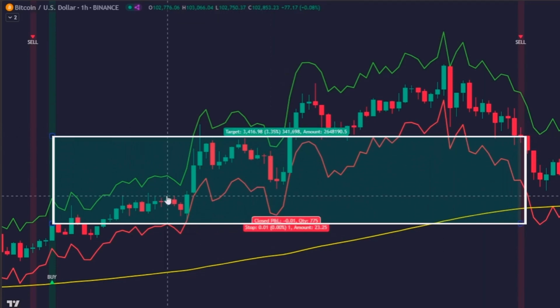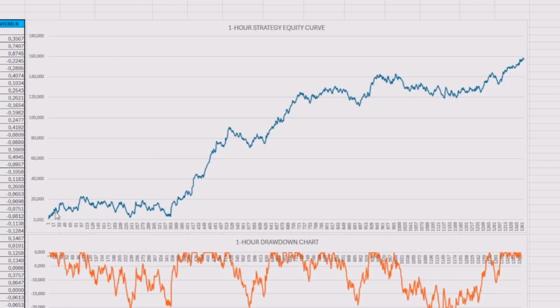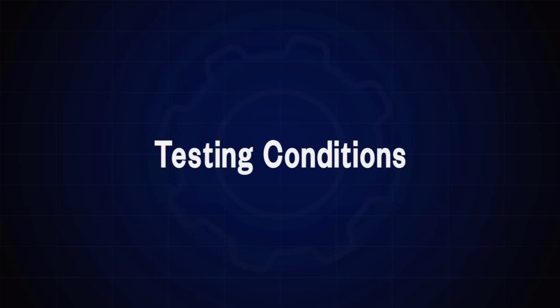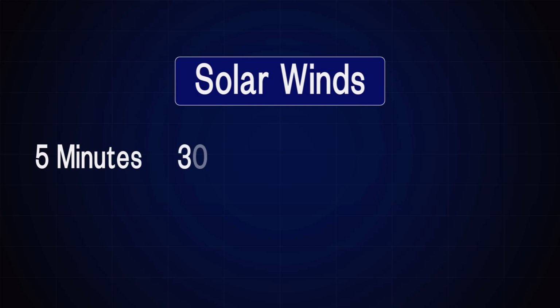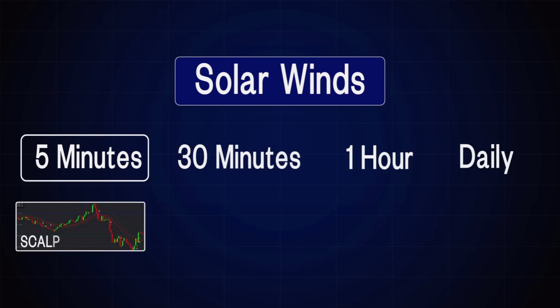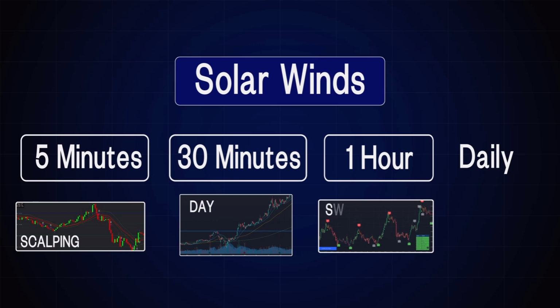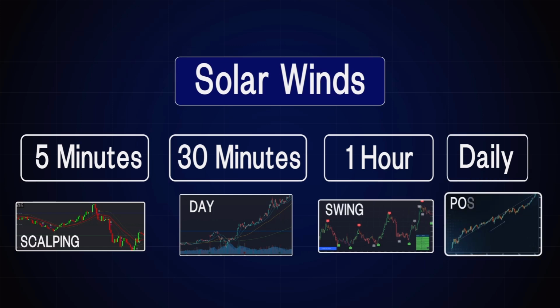This will ensure that we lock in profits early while also letting winning trades run, which could significantly boost our overall profitability. As for the testing conditions, we'll backtest the SolarWinds on 4 different time frames: on the 5-minute for scalping, 30 minutes for day trading, 1 hour for swing trading, and daily time frame for position trading.